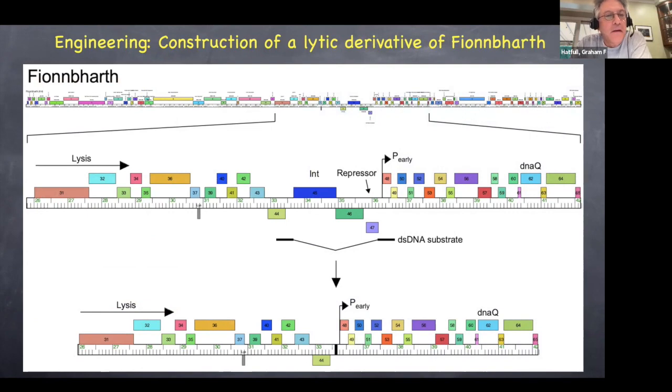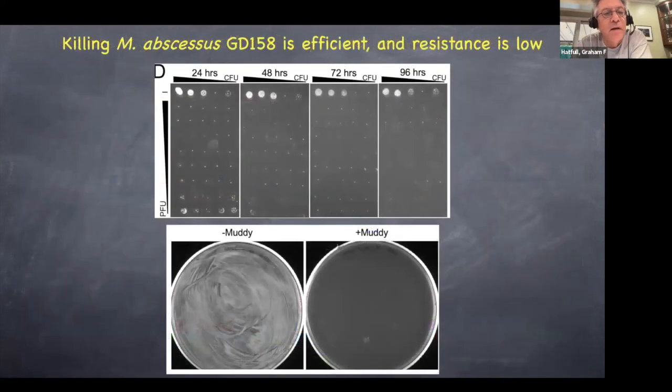So as I mentioned, we engineer the temperate phages to be therapeutically useful, and this is an example of a phage called Fionnbharth. We simply made a substrate and have engineered out this central immunity cassette in order to make this nice clean deletion. It's a non-recombinant but engineered phage that can be used therapeutically.